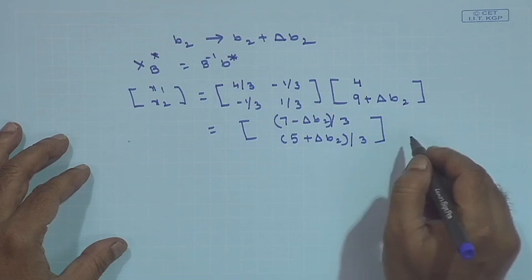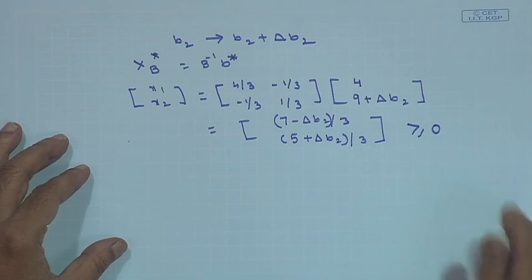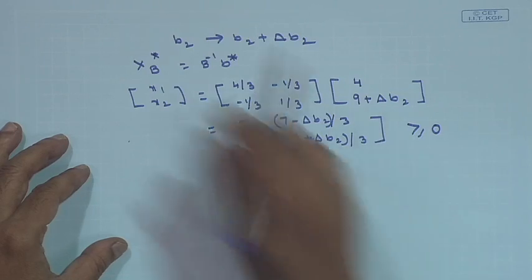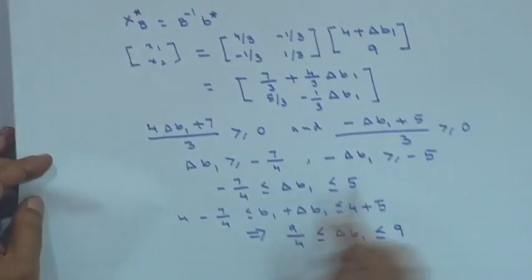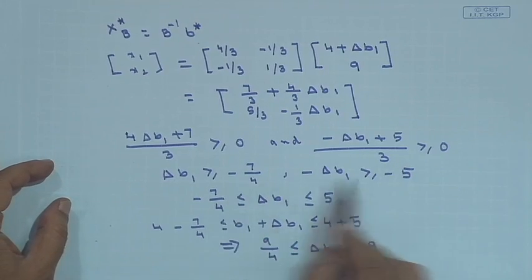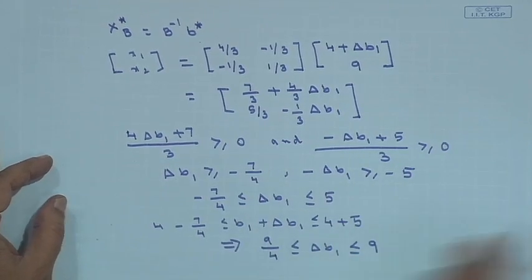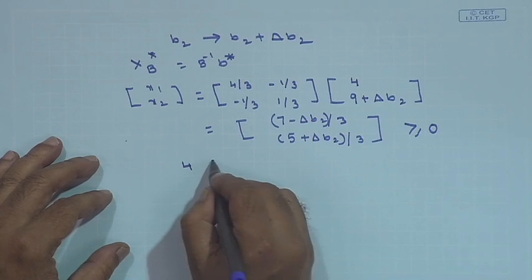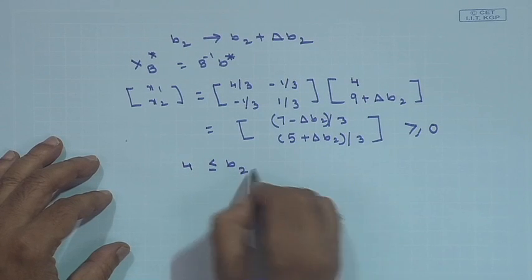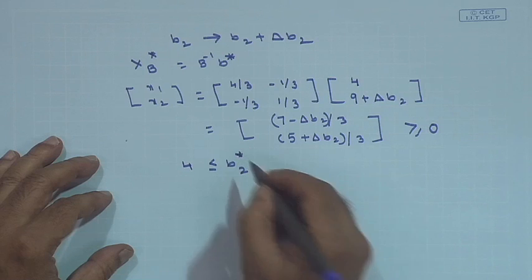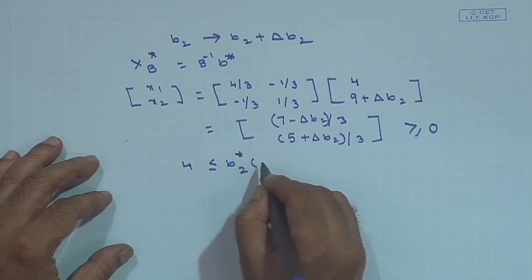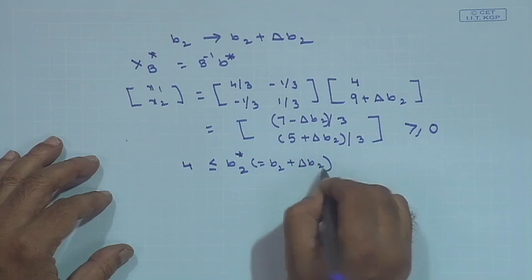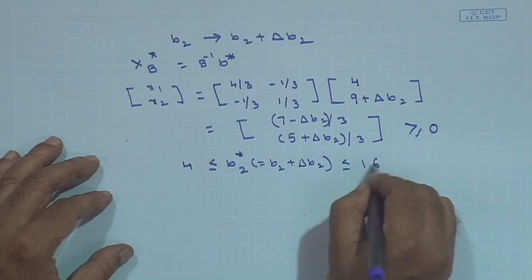Now, for feasibility this should be greater than or equal to 0. Just following the earlier method, that is following the same method, you can get the lower bound and upper bound, and if you combine both of them, then ultimately you will find 4 is less than or equal to B2 star, which is nothing but B2 plus delta B2, which is less than or equal to 16.